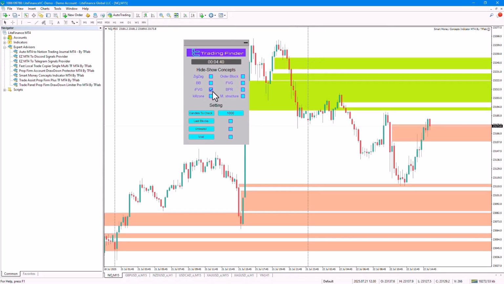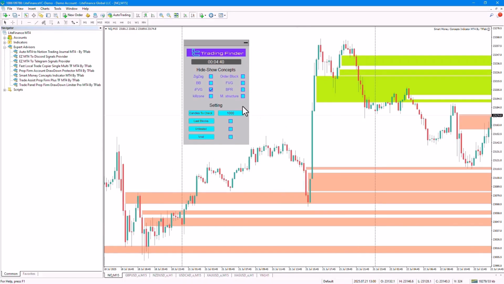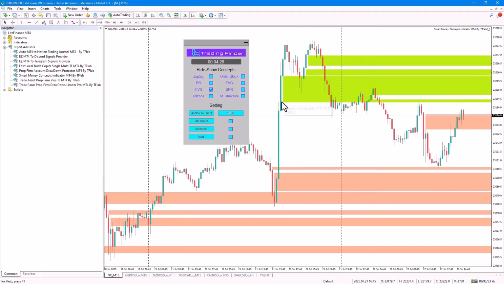The next section is about IFVG, or Invert Fair Value Gap, and by enabling this option, the indicator starts displaying the broken FVG zones. These zones are formed due to price pressure and volatility, and after the FVG zones are broken, they turn into IFVG zones, which change their nature from support to resistance and from resistance to support.